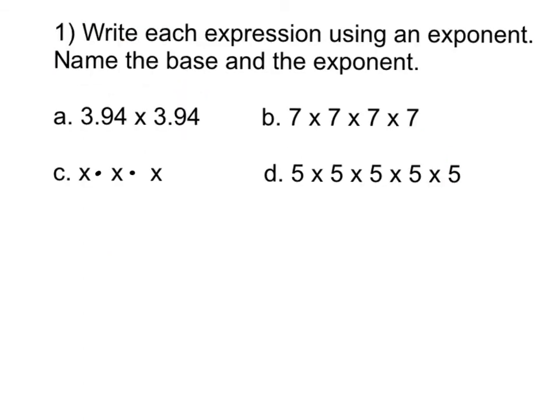Now, pause the video and do these in your notebook. Be sure to make a new heading labeled exercises, number your exercises, and be sure to show all your work. Number 1, write each expression using an exponent. Name the base and the exponent. A, 3.94 times 3.94. B, 7 times 7 times 7 times 7. C, x times x times x. And D, 5 times 5 times 5 times 5 times 5.